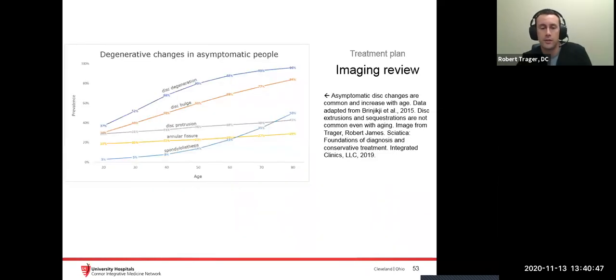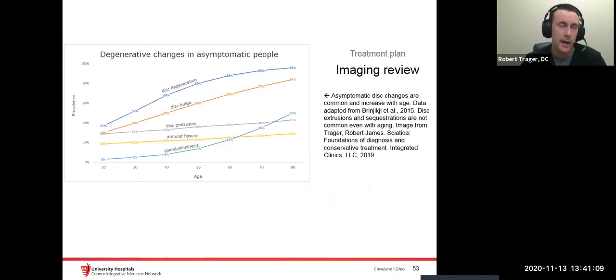I like to show this image. This is a recent study on patients with no pain at all, and how common are things like disc bulges. Well, it turns out whatever decade of life you're in, that's the percentage of people that have a disc bulge, basically. So if you're in your sixth decade of life, 60%, fifth decade of life, 50% will have a disc bulge.